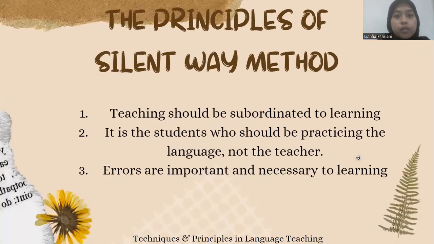There are some principles of the silent way method. The first principle is teaching should be subordinated to learning. Subordinating teaching to learning means the teacher bases his or her lesson on what the students are learning at the moment, not on what the teacher wants to teach the students. The second principle is that it is the student who should be practicing the language, not the teacher.